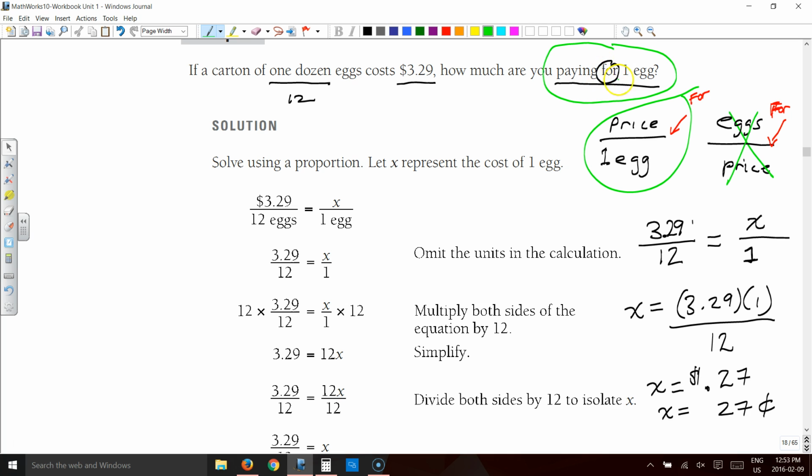And that word for is, we're going to treat this line here, the division line, as the word for, and that's going to be helpful in making sure that we set this up correctly.